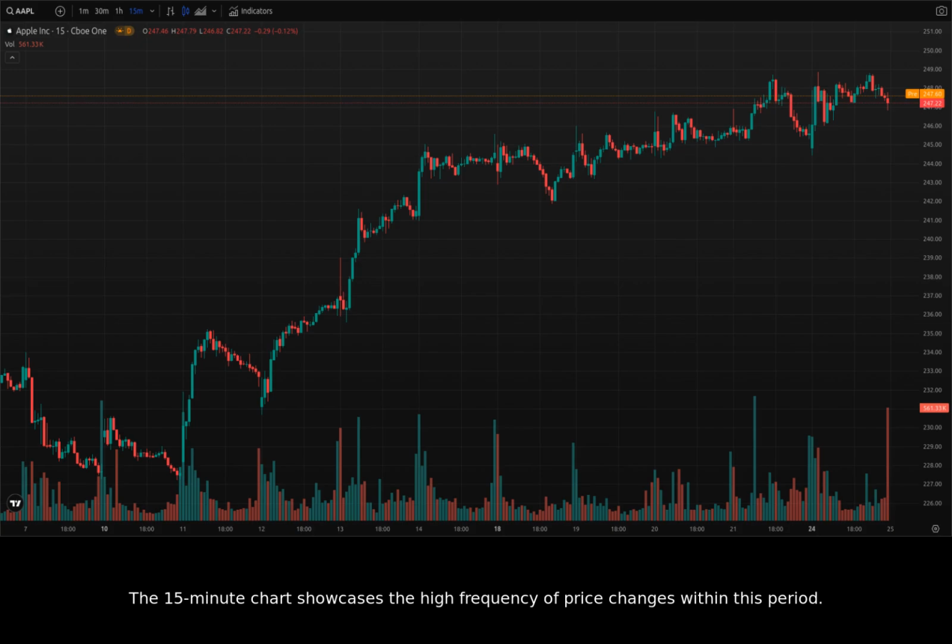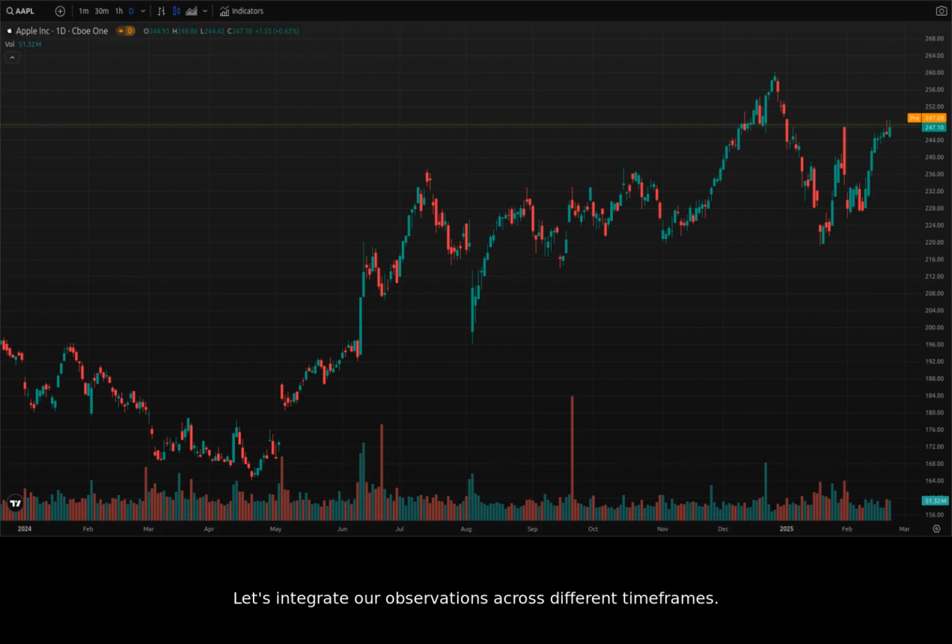The 15-minute chart showcases the high frequency of price changes within this period. We observe frequent small price increases and decreases, which suggest rapid shifts in market sentiment. The volume is noticeably lower on the 15-minute chart compared to the 1-hour chart. Let's integrate our observations across different time frames.